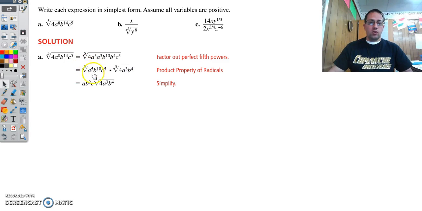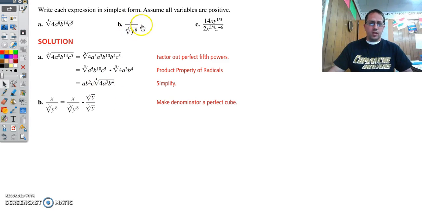Well, since these are all perfect fifths, we're just going to take the perfect fifth of this. So 5th root of a to the 5th is a. 5th root of b to the 10th is b squared. 5th root of c to the 5th is c. And this is going to stay the way it is because that doesn't simplify. So this is our answer right there.